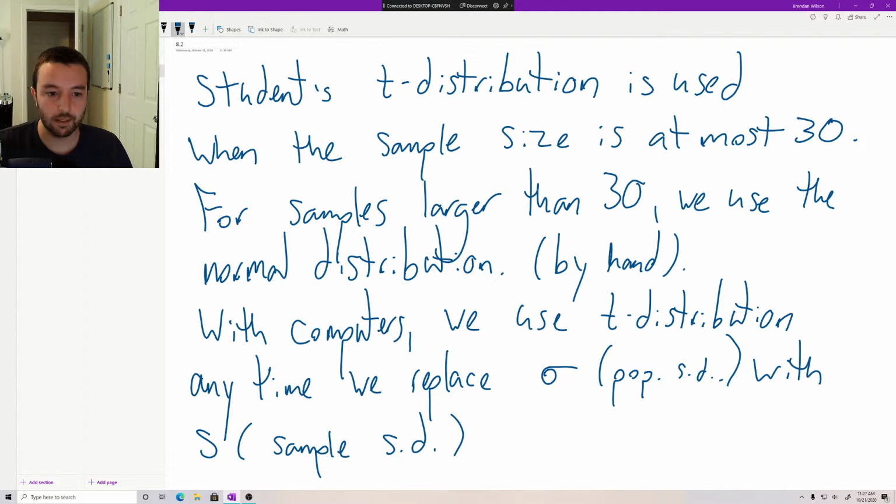If you were doing it by hand, like it mentions here, in the mid 1970s is kind of when the conversion was made over to computers. Once you started using computers, we just do this anytime because it's going to produce better results. Okay.